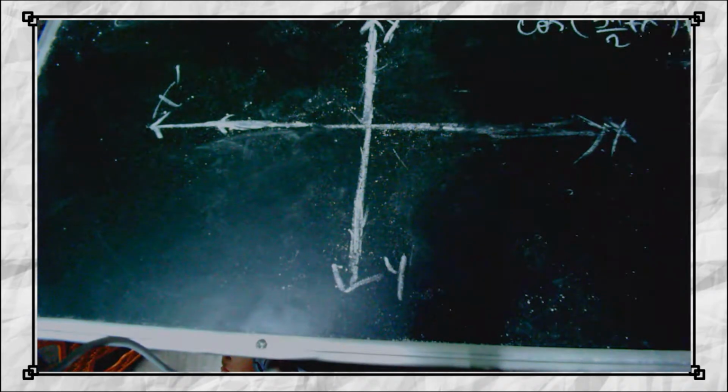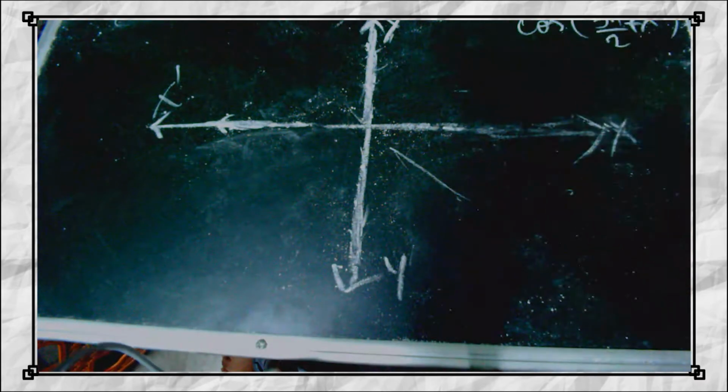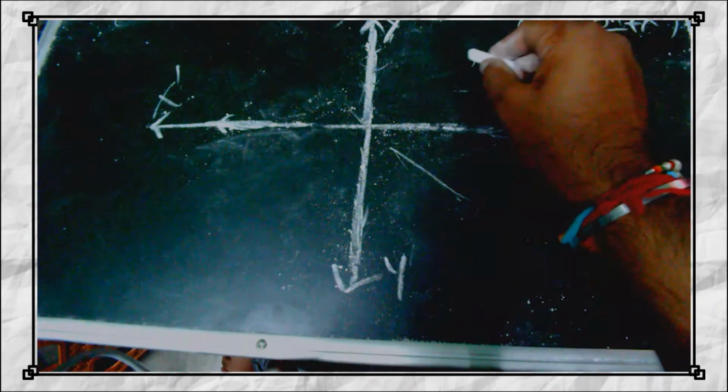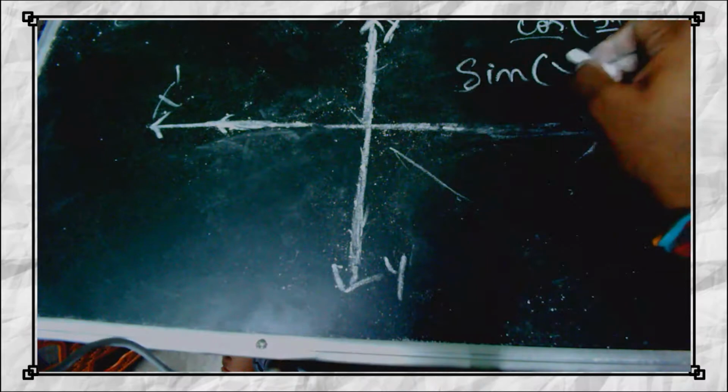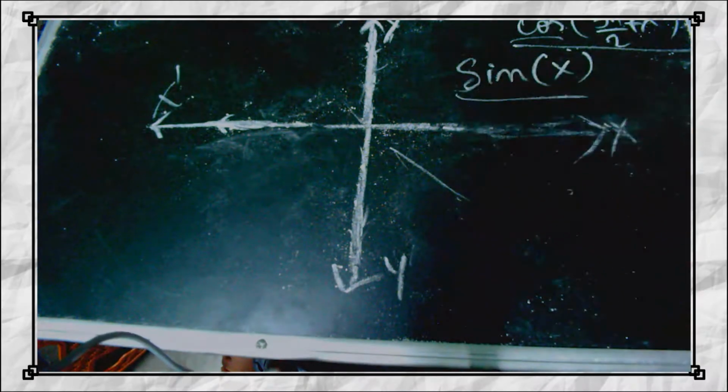Next we will calculate the value of cos of 3 pi by 2 plus x. So 3 pi by 2 is somewhere here and plus x will be in the fourth quadrant. In the fourth quadrant cos is positive, so the sign will be positive only and the ratio cos will be changed to sin and the value of the angle will be x. So the value of cos of 3 pi by 2 plus x is sin x.